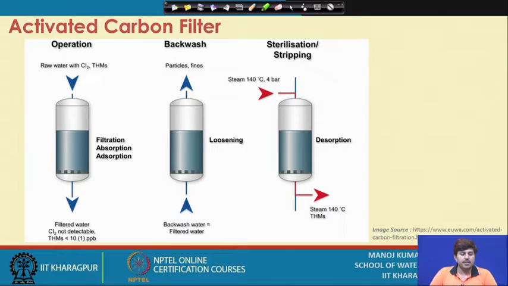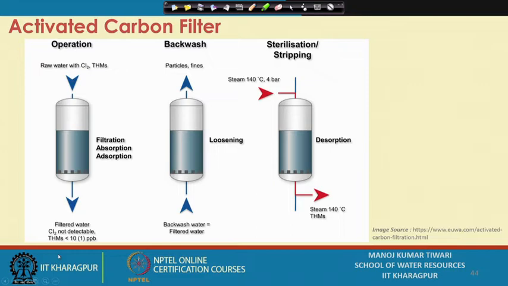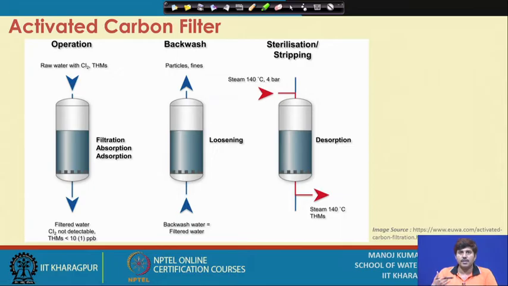A typical activated carbon filter under operation will have flow in this way. Backwash will usually have a reverse flow, though backwashing can also be done with a similar flow direction. And if we want to sterilize or strip, we can pass steam in order to sterilize or remove microbial growth or microbial contamination if it has occurred in this layer of the column or adsorbent. So, that also can be done.